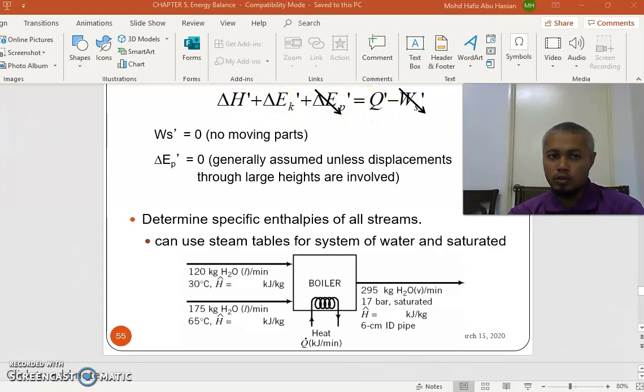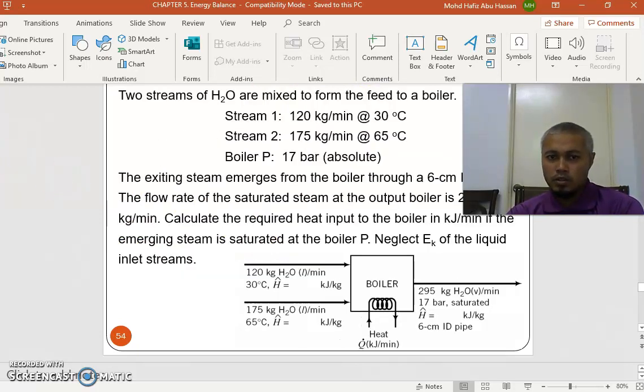Okay, we go back to the question. If you go back to the question, we know that it only asks us to neglect kinetic energy for the liquid inlet streams, but not for the outlet stream. That means for kinetic energy, we need to find outlet kinetic energy minus inlet kinetic energy, which is 0.